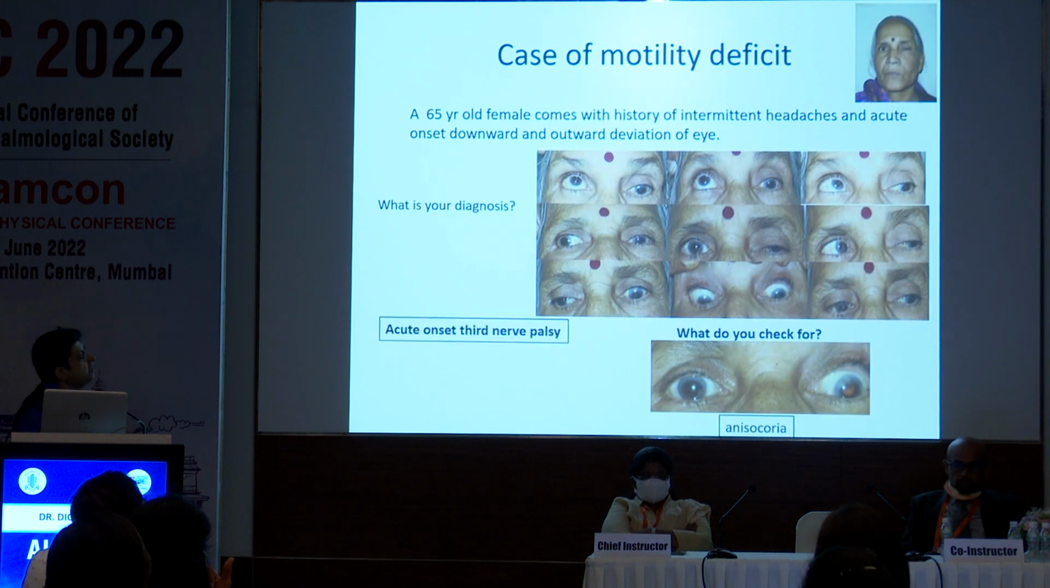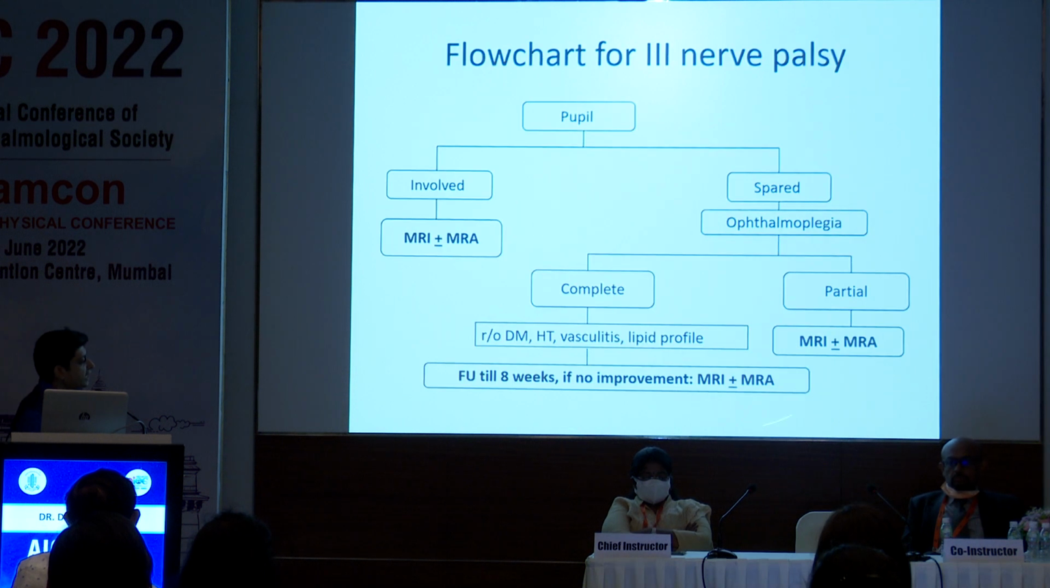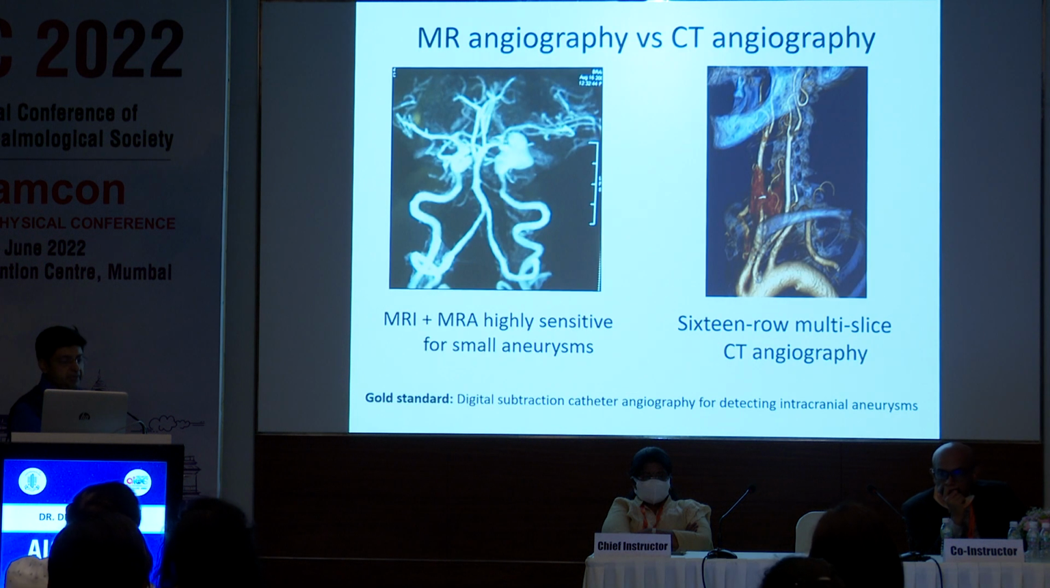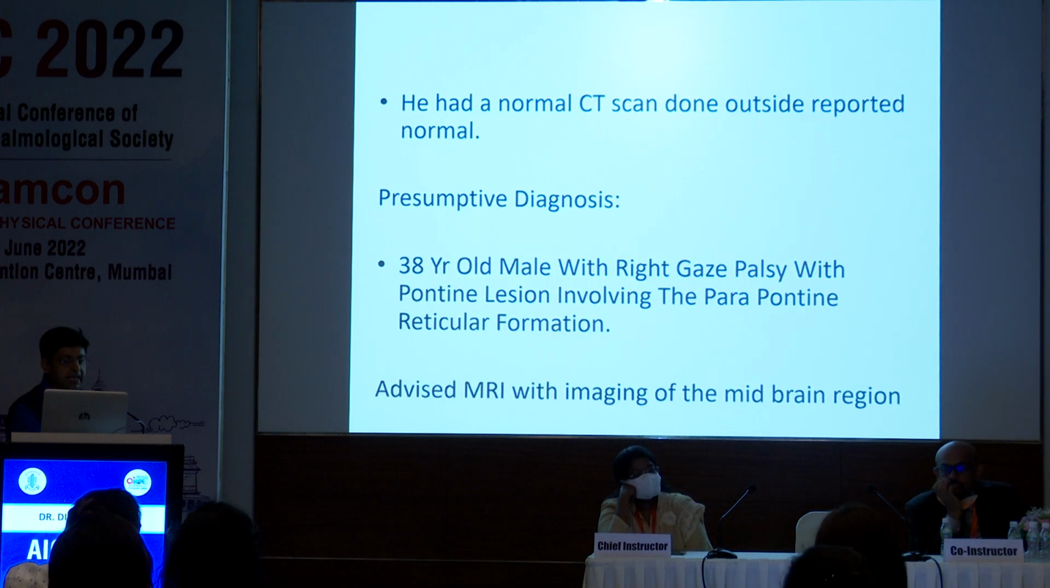Motility defects, particularly third nerve, pupillary involving: you can see a third nerve, check the pupil. Complete third nerve, check pupil, no pupil, don't worry so much. Partial, must still worry because it could be evolving, and imaging becomes extremely important in these cases, an MRI with an MR angiography to look for aneurysms. And finally, a gaze palsy. If you have a gaze palsy, an MRI helps.